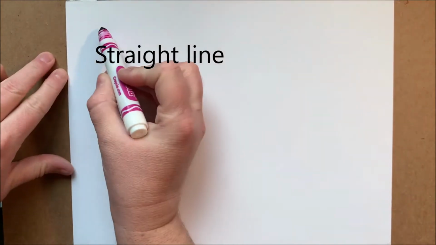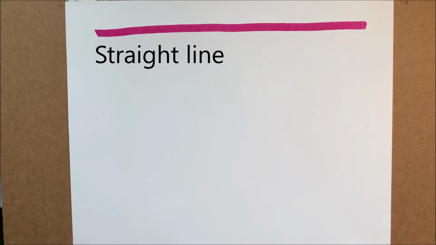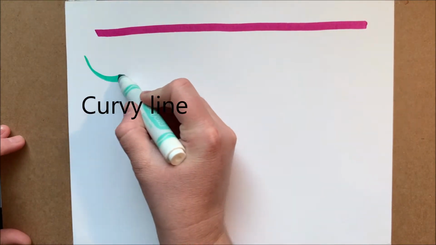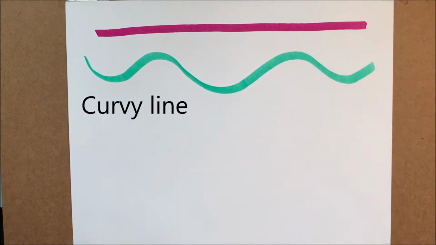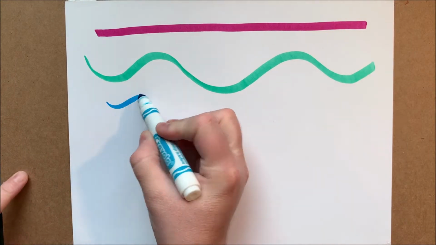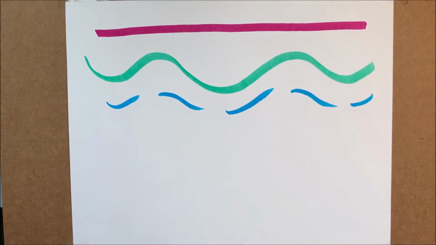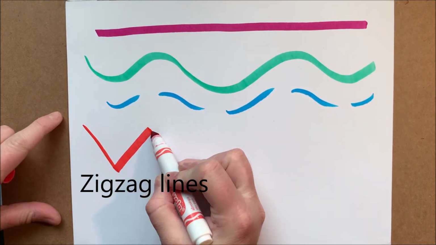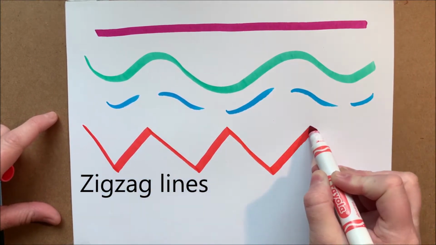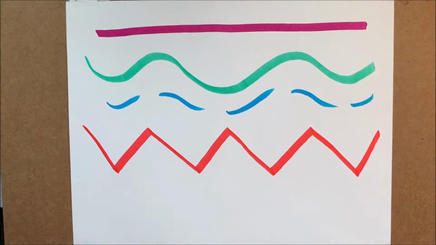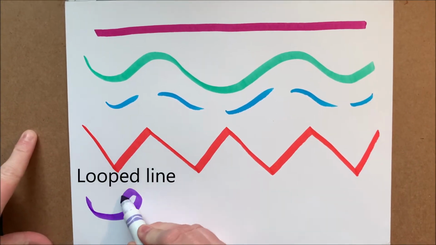We'll also be using many types of lines, like a straight line, a long curvy line, short curvy lines or dashed lines, a zigzag line, and a looped line.